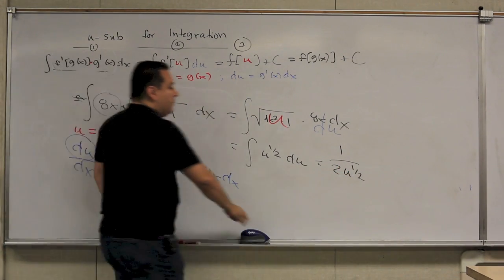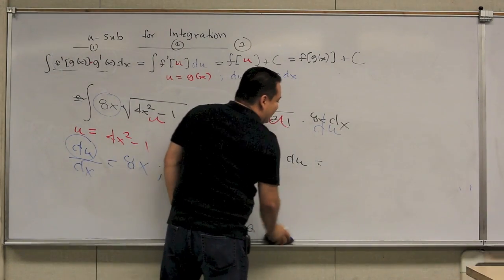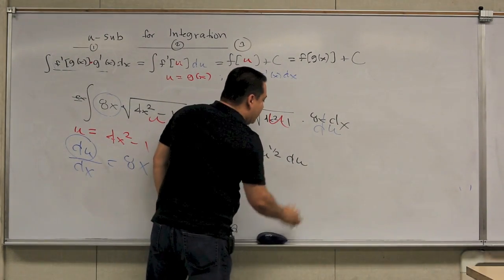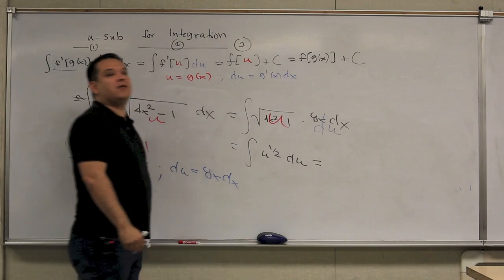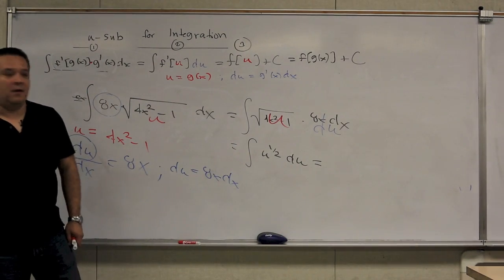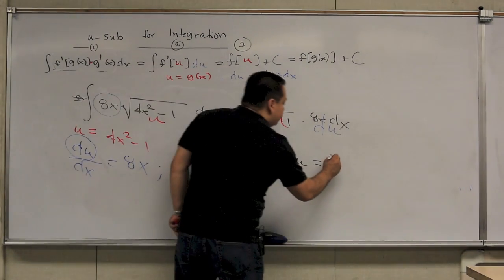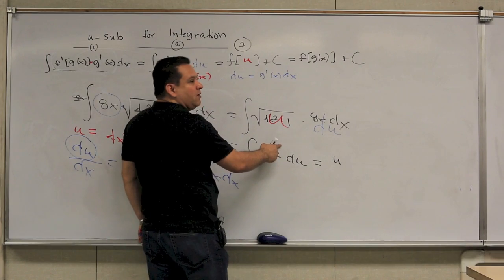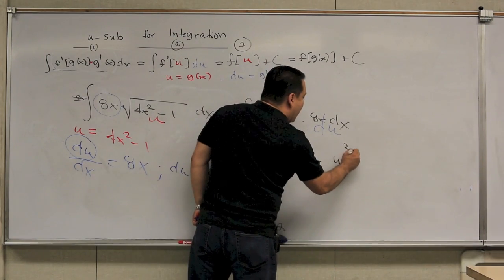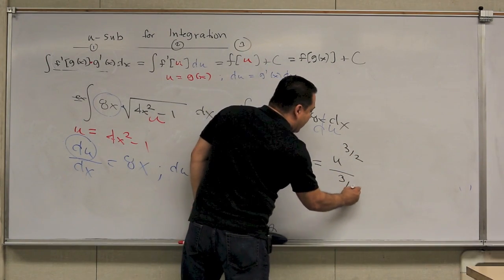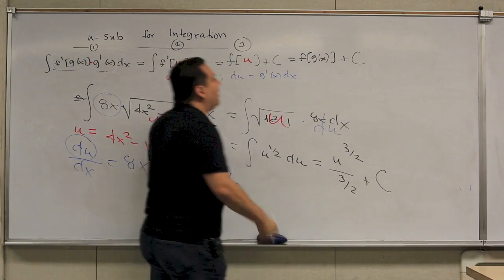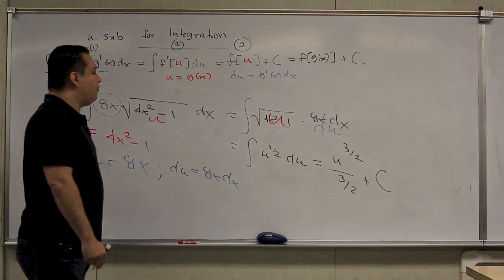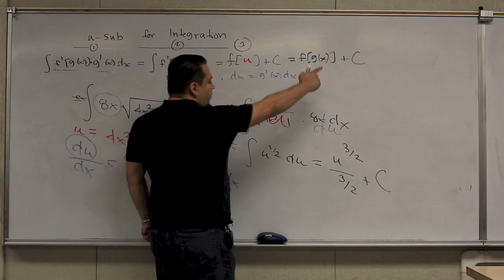Oh, sorry. I'm thinking. Sorry, I'm not awake yet. I'm thinking of u to the minus 1/2 power. Sorry, I'll give you that one next. So what is it? U to the what? What's 1/2 plus 1? 3/2 over 3/2 plus my c. We're out of board space today. We're using only one board. So let's put it up here, okay?